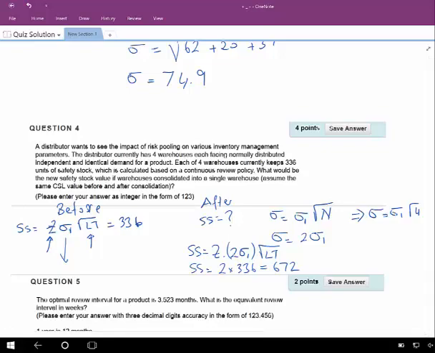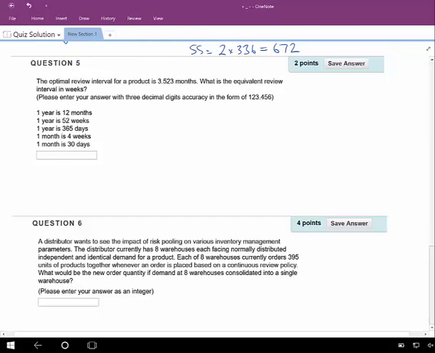All right, next question: the optimal review interval for a product is 3.523 months. What is the equivalent review interval in weeks? Again, this time we are going from a bigger time unit to a smaller one. That means we are going to multiply: 3.523 times, and 1 month is 4 weeks. So I'm going to multiply by 4, and the result is 14.092.